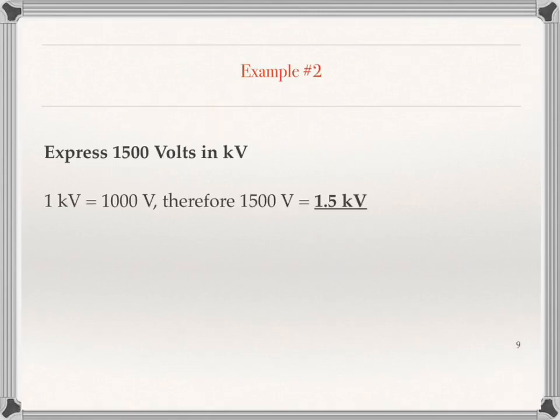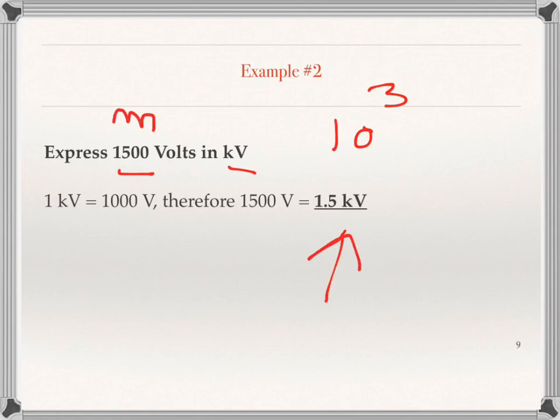Okay, example 2, we're going from volts to kilovolts. So we're going from the base unit. We're going to kilo, which is 10 to the power of 3. So therefore, we have to move the decimal 1, 2, 3 places to the left to get 1.5 kilovolts. So always remember that when you change the unit, you move the decimal, the quantity is still the same, but the unit is changed. You can't actually change the quantity. So as long as you keep that in mind, you should be good.